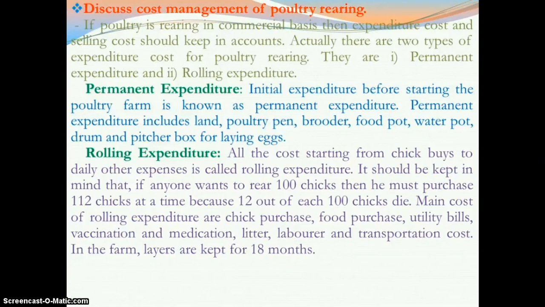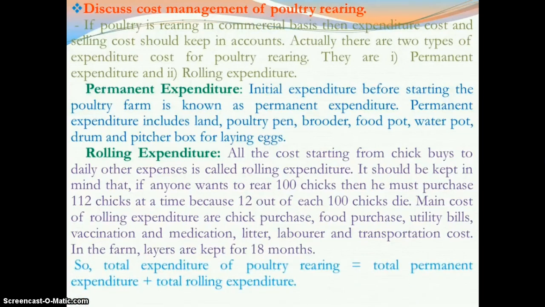After that, if you sell all the chickens and eggs and then want to start again, the rolling expenditure will start again. But permanent expenditure shouldn't be changed, because it starts once and stays. It doesn't get destroyed; it should be kept as it is. So, total expenditure of poultry rearing is total permanent expenditure plus total rolling expenditure.